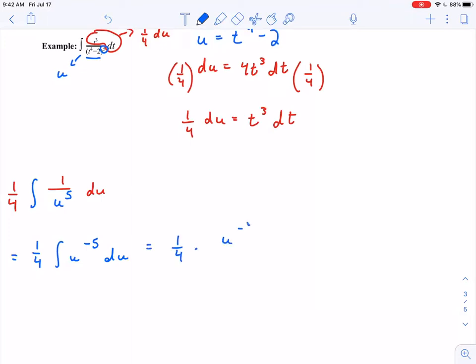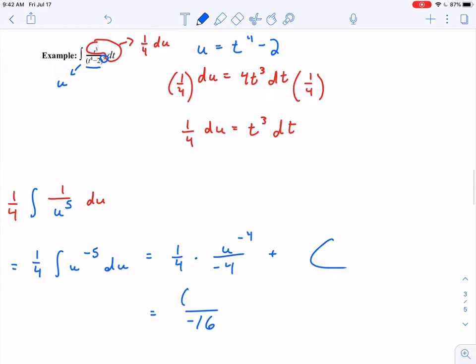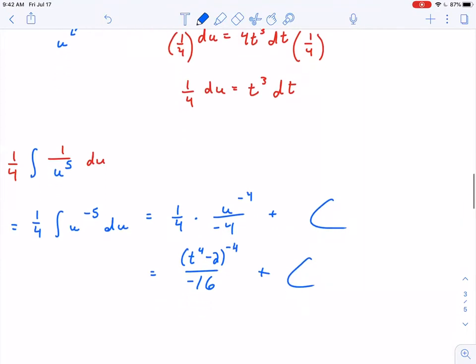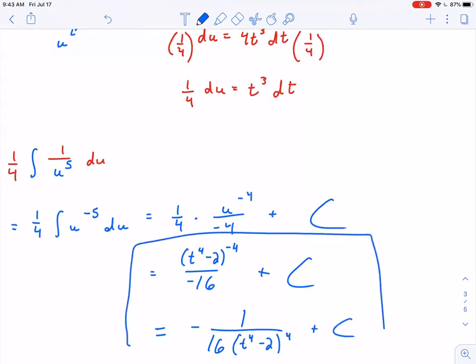This will be u to the minus 4. Divide by my new power of negative 4. Plus, of course, my constant of integration c. So let's see, 4 times negative 4, this is really over negative 16. I will take my u, which we said was t to the 4th minus 2, to the negative 4th power plus c. So we could leave our answer like this. Or if you're me and you just really don't like negative exponents, we could also say this is negative 1 over 16 times t to the 4th minus 2 raised to the 4th power plus c. Either of these will be just fine.